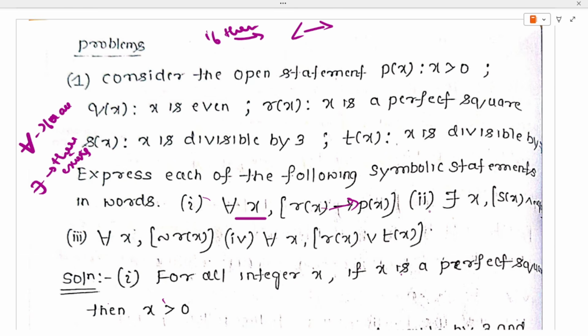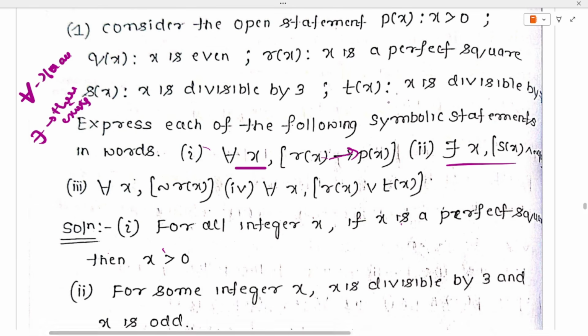So you have to do that. Okay, you have to see that video and come here. Okay, next you can see R of x conditional P of x they have given. See, first, what is R of x? x is a perfect square. You write that. If x is a perfect square, then what is P of x?